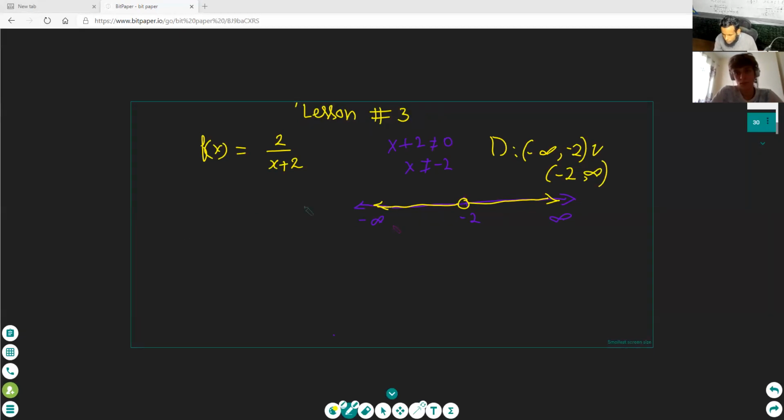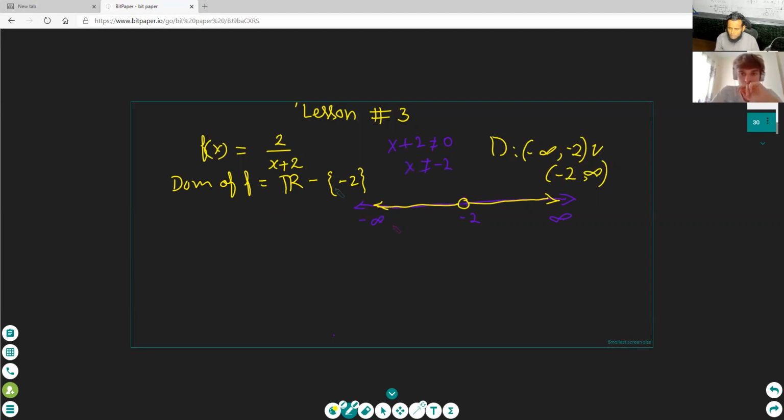Okay, it is good, but show it as domain of f is equal to R minus negative 2. Okay, it is also good. Okay, clear.